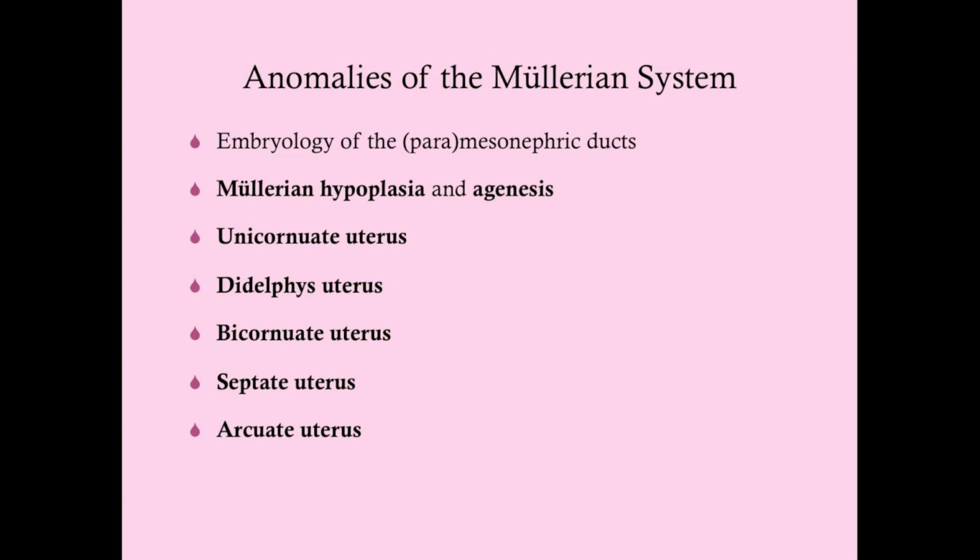So we're going to briefly talk about the embryology of the paramesonephric ducts, which is the Müllerian ducts. I put para in parentheses here because there's mesonephric ducts, which develop in men. That's the Wolffian ducts. We'll talk about what those are and how they develop. And then we're going to talk about these various anomalies of the uterus. So there's Müllerian Hypoplasia and Agenesis. We also know this as MRKH syndrome, which we talked about in another section because it does have implications for the cervix and vagina. We will talk about Unicornuate Uterus, Didelphys Uterus, Bicornuate Uterus, Septate Uterus, and Arcuate Uterus.